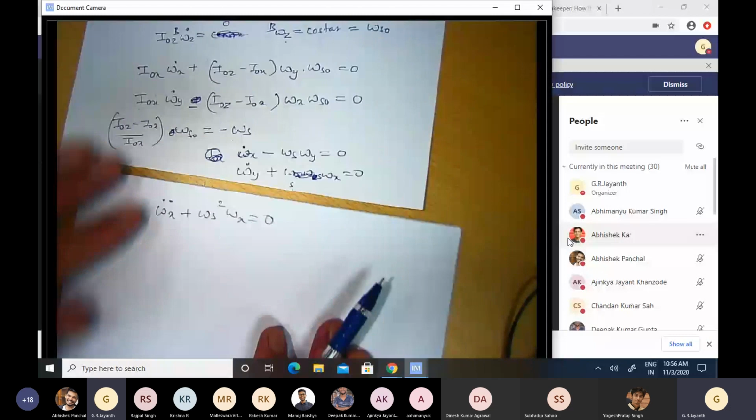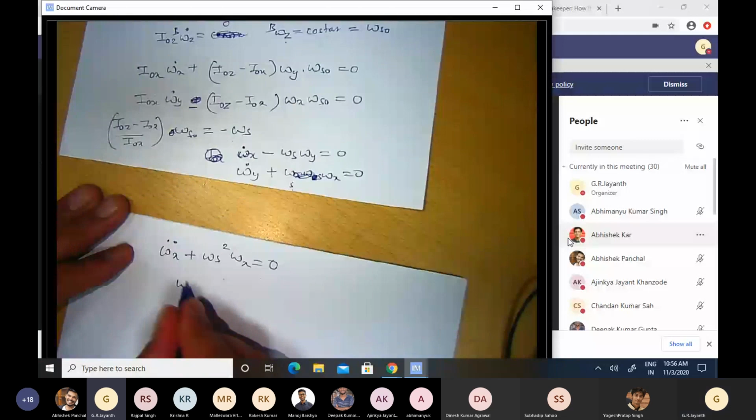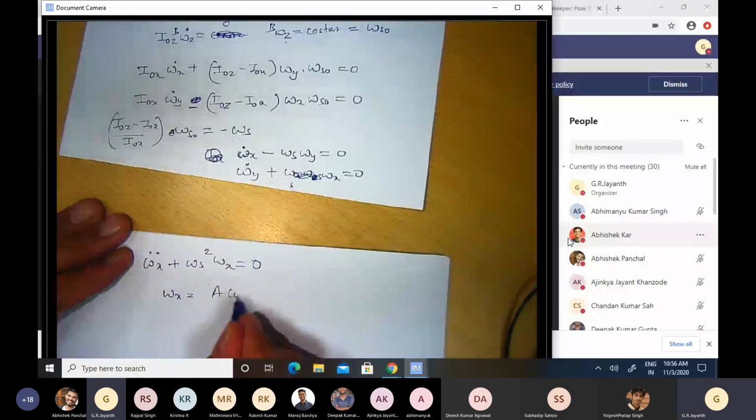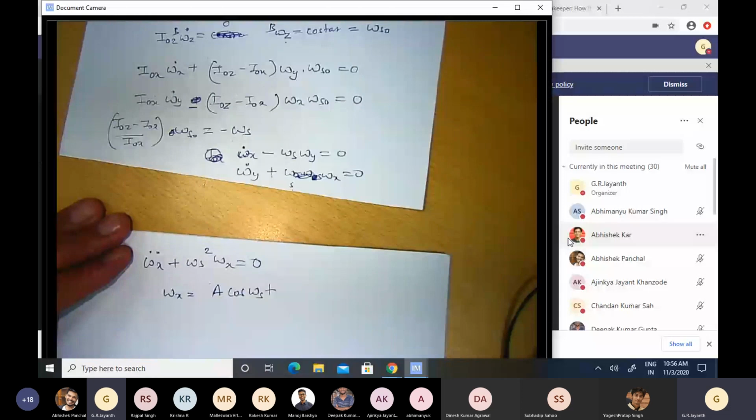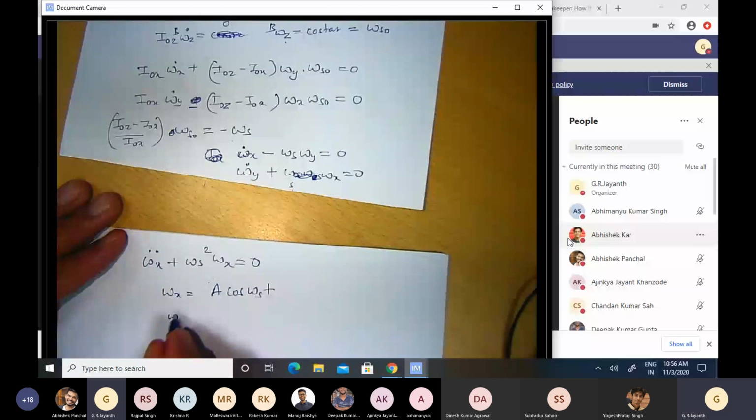So with the correct sign, if you substitute all these terms, you get this to be the expression. With the consequence that you get omega x is equal to some amplitude times cos omega s t. Okay, this is the solution to this. This is the equation of a simple harmonic oscillator, right? So you get this solution, and similarly omega y will be equal to a sin omega s t. Okay, and omega z we already found out is omega s naught. So these are the three components of the angular velocity vector in the body coordinates.